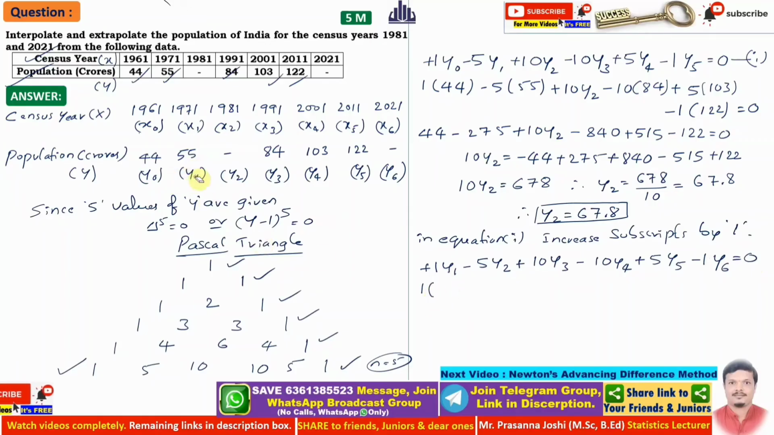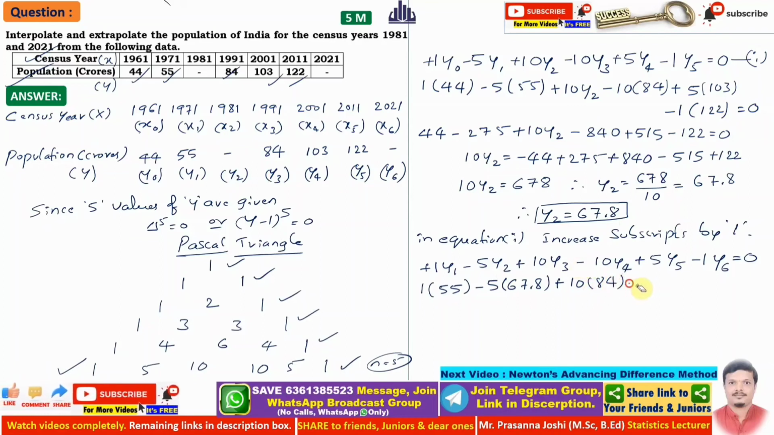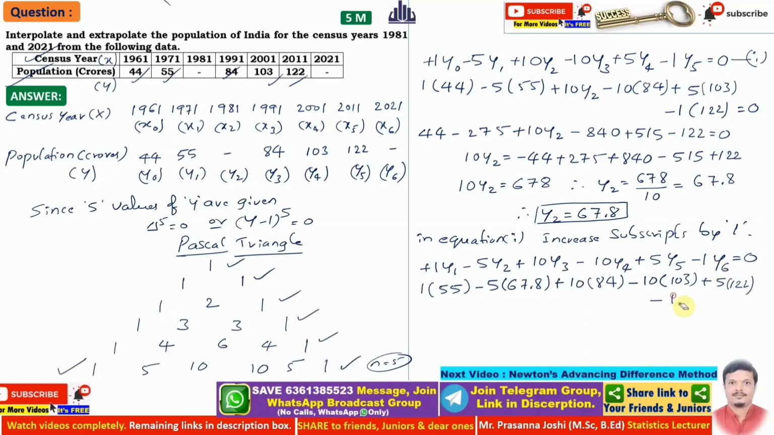y1 is 55, minus 5, y2 value we have just now calculated to be 67.8, plus 10, y3 value is 84, and then this minus 10, y4 value is 103, plus 5, y5 is 122, minus 1, y6 we need to calculate, so let me write y6 as it is, then equal to 0.